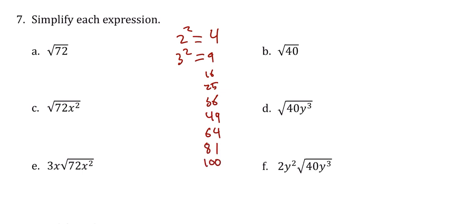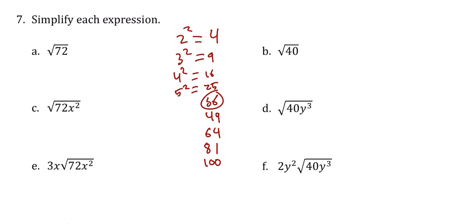Hopefully those seem relatively familiar to you, but if not, the most important ones are probably these first couple, like 4, 9, 16, and 25. The reason why these are so important when we're simplifying square roots, simplifying radicals, is because we want to take the numbers inside here, like 72 and 40, and we want to be able to divide those by one of these perfect square numbers. So 72, that one is divisible by 36.